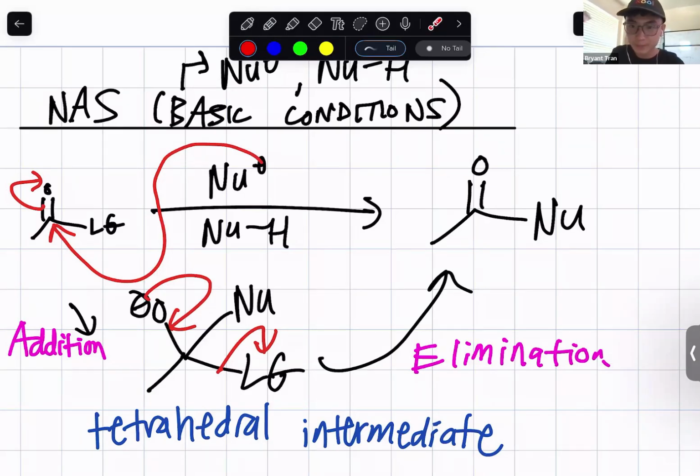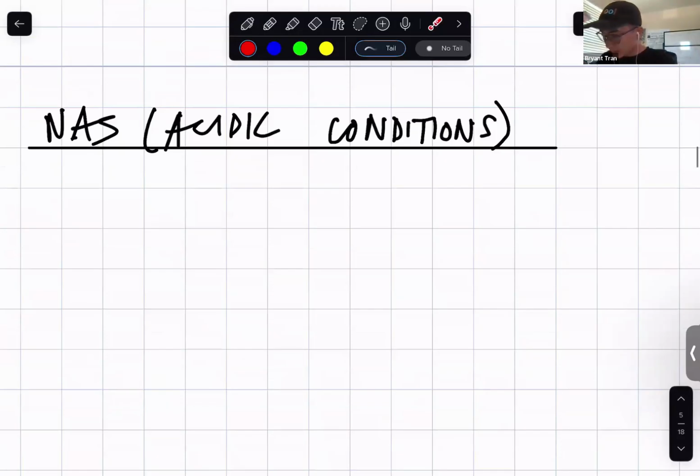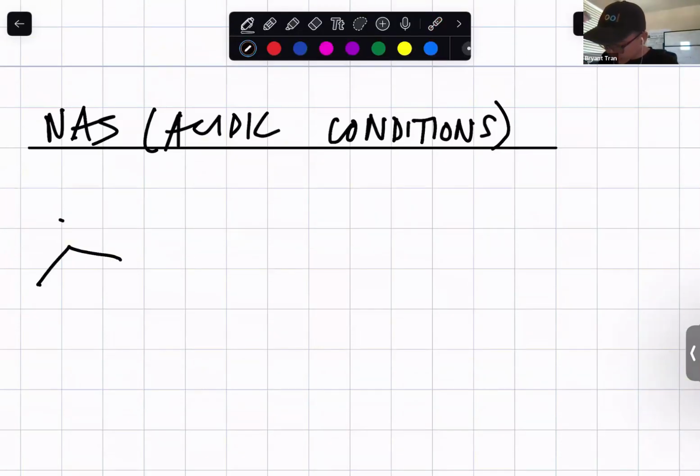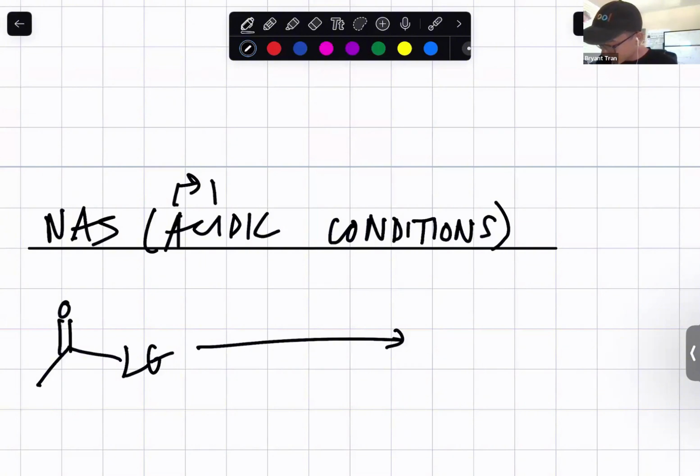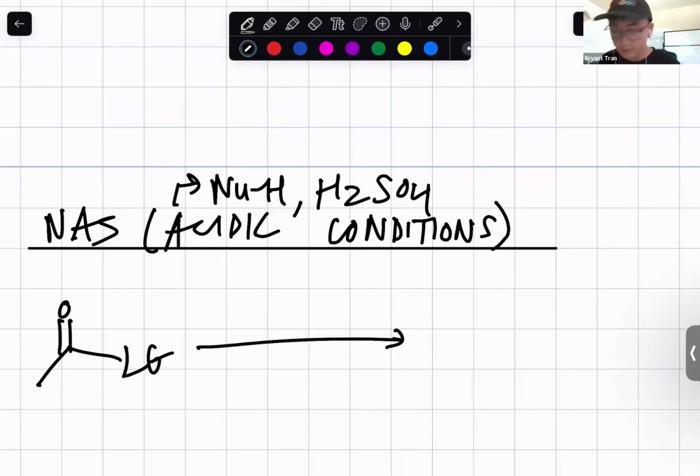Okay. Now, let's say we have a carbonyl with the leaving group. And this time we are in acidic conditions. So in acidic conditions, right, we're gonna have a neutral nucleophile. There's no negative charge in acidic conditions. It's either gonna be neutral or positively charged with some sort of acid. And the most common acid that you're gonna see for these reactions is sulfuric acid, H2SO4.